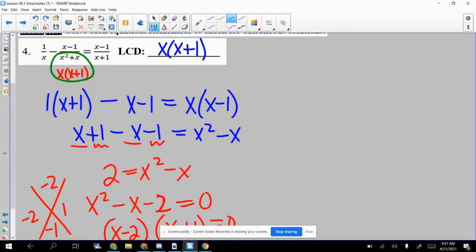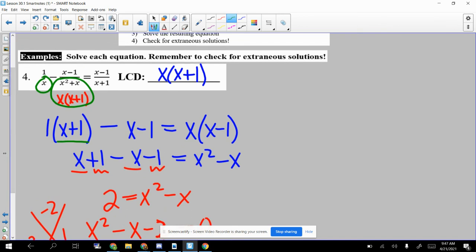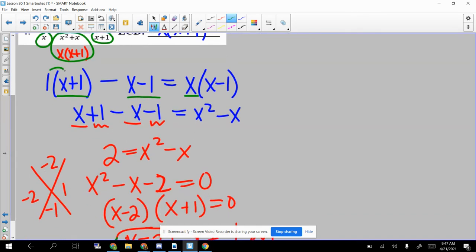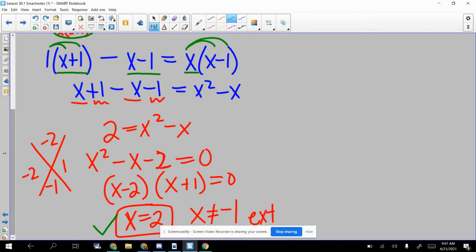The first fraction is just missing the x plus 1, so I multiplied that. And the second fraction is missing nothing, so I just wrote out the numerator. And then the third fraction is just missing the x, so I multiplied by that. Okay. Then from there, I had to distribute and combine like terms. So x minus x, those canceled. And then 1 minus negative 1 became a 2.